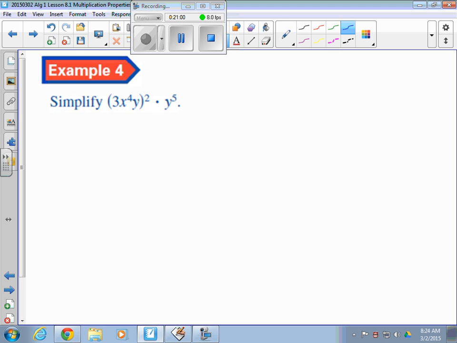And then we have one more example to look at. Simplify 3x to the fourth y squared times y to the fifth. Take about 30 seconds on this one.